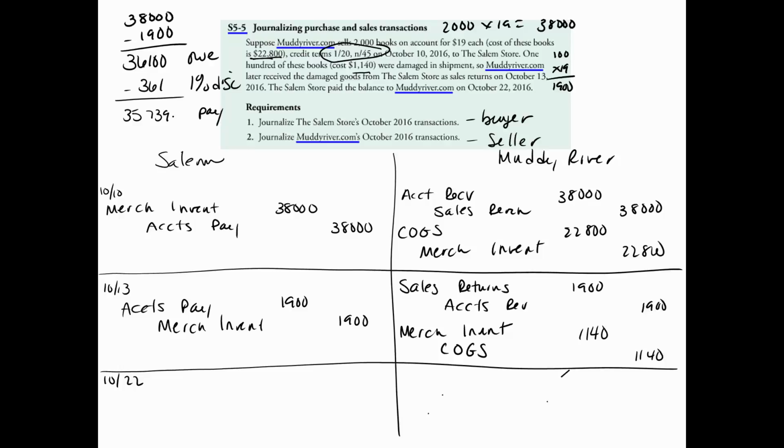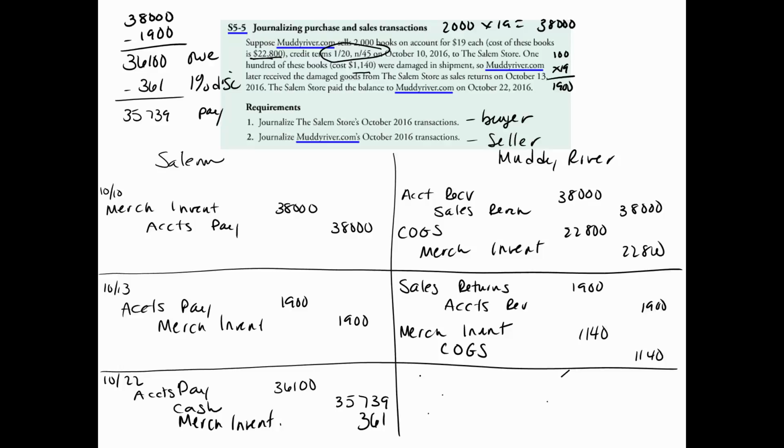So for the buyer here, for Salem, they are going to debit their accounts payable for the whole $36,100 that they owe. But the cash that they're going to pay, so it's a credit to cash, is going to be the $35,739, and the difference, that $361 discount, remember, for them is a credit to merchandise inventory. So now their merchandise inventory will be the 38 minus the 1.9 minus the 361, so that'll be showing as the 35,739 as their total cost of inventory. That's their total net purchase.